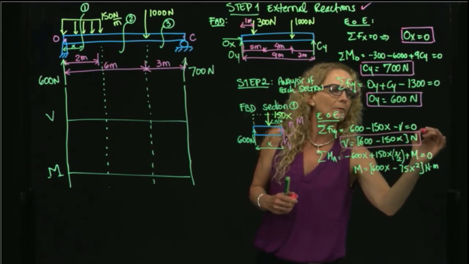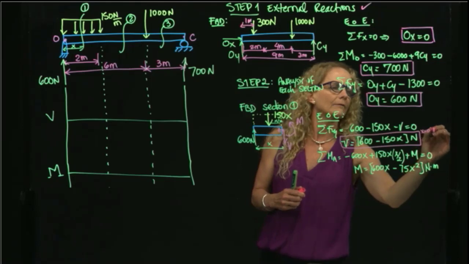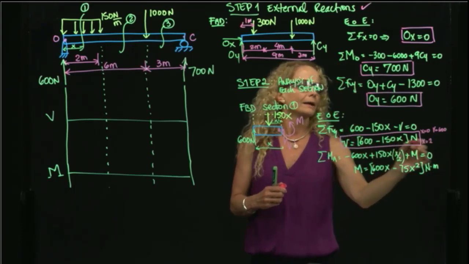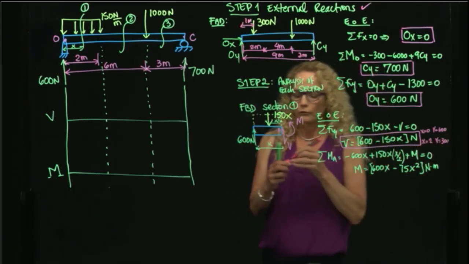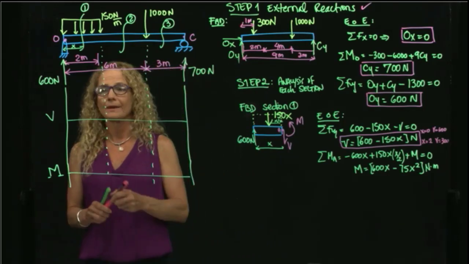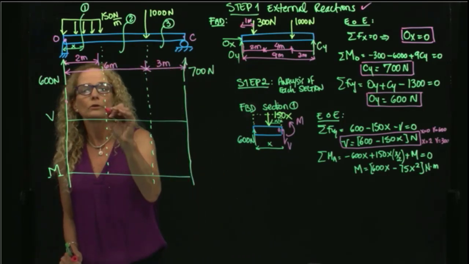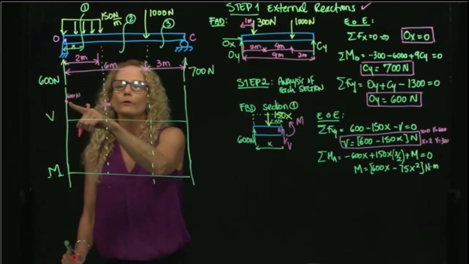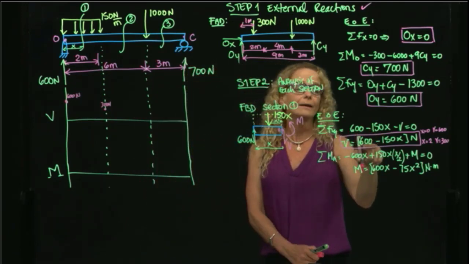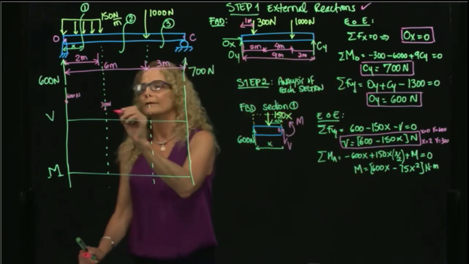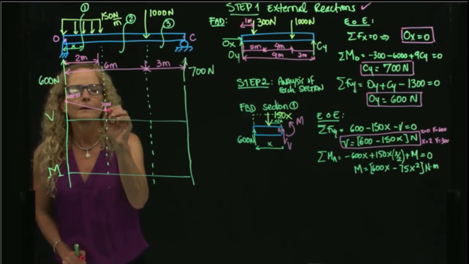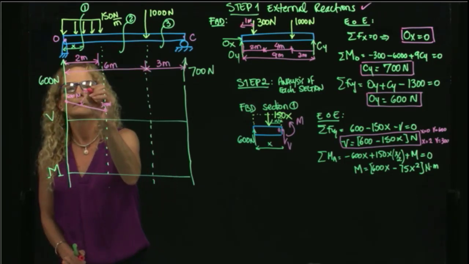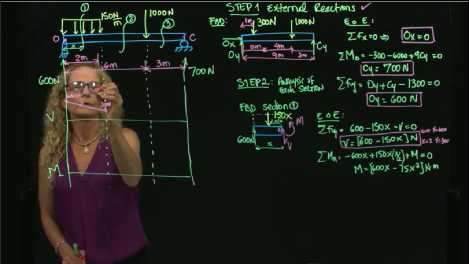And if I evaluate that at x equals 0, I get that V is equals to 600. And if I evaluate x equals 2, I get that V is equals to 300. So I go from 600 to 300. And how do I get from 600 to 300? With a straight line with a negative slope. So this is a straight line with a negative slope. So if I write the equation for that, it is 600 minus 150x.